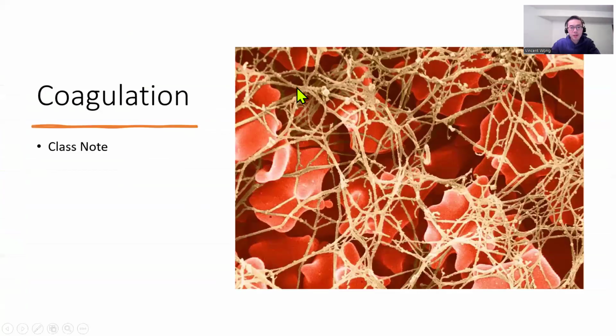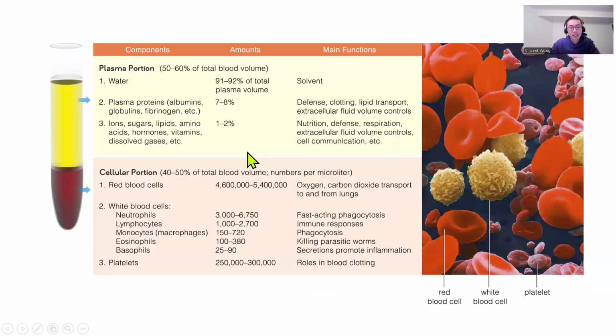So here in this picture, you can see these white strands. Those are the fibrin. That's what you're trying to make when you have a cut. And then this will trap. You can see the red cells being trapped, and you can't really see the platelets in this picture, but they will come. They will come. And that's all for the first half.